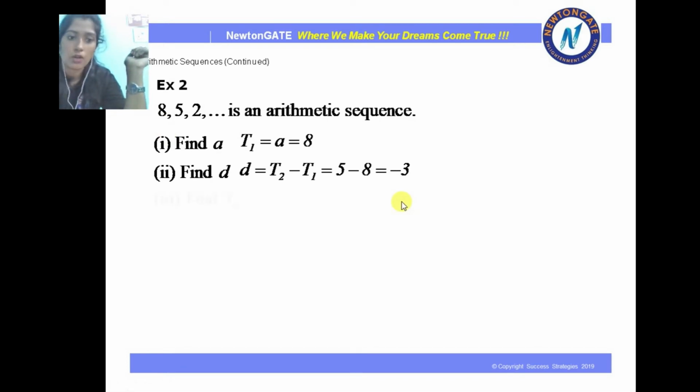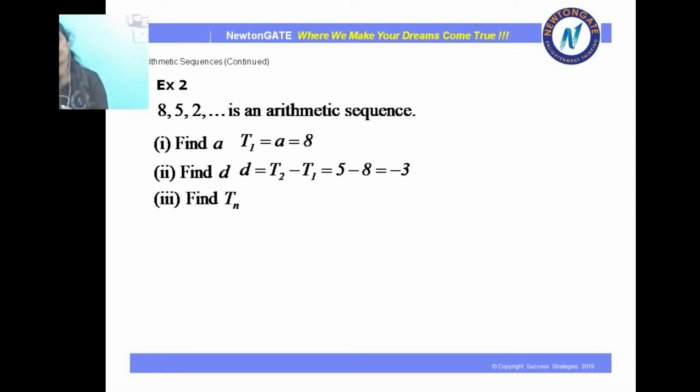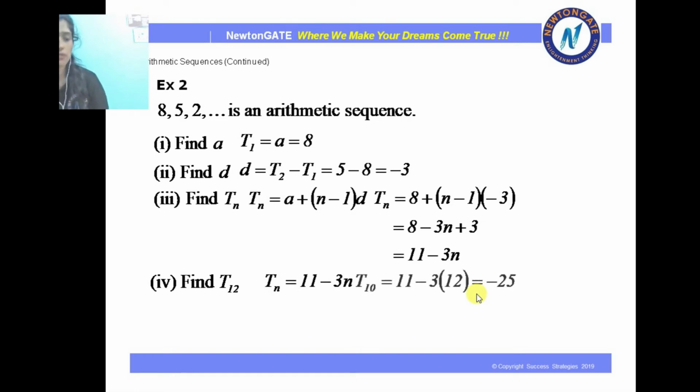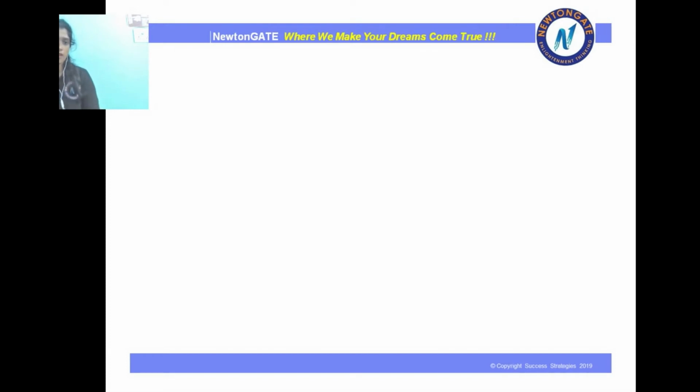Okay. Now, again here also we will find Tn. You know A, you know your D. So let us put in the formula. What do we get? 11 minus 3n. Right? 11 minus 3n is the formula. Similarly, if we find T12, just put 12 here and we will get the answer. So 11 minus 3 into 12, and that is minus 25. Okay, so as you can see, this is a decreasing sequence, so it will go on and on and will be slowly decreasing.